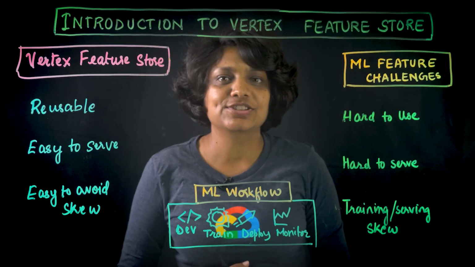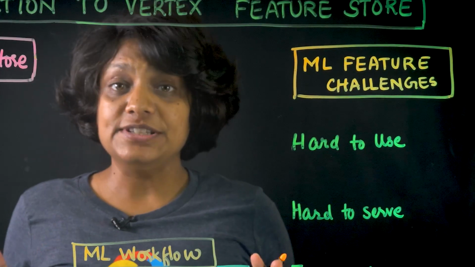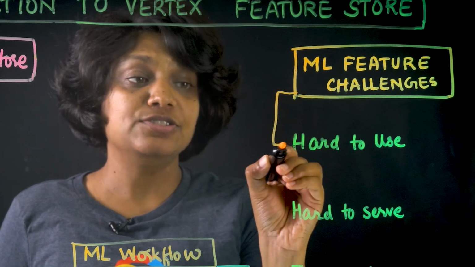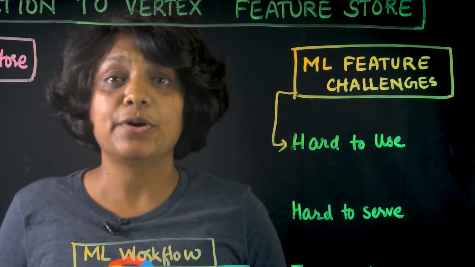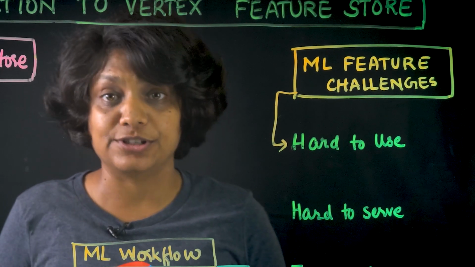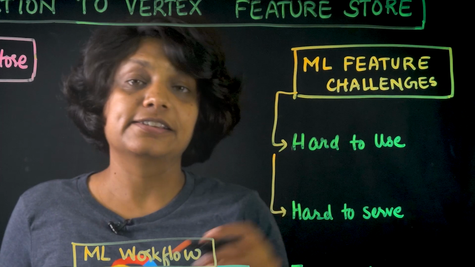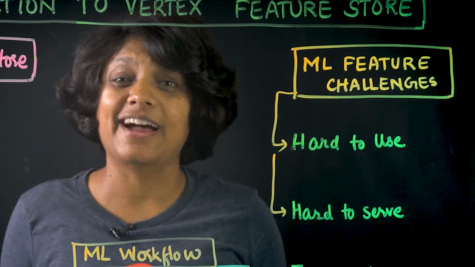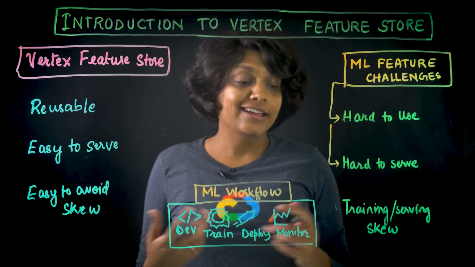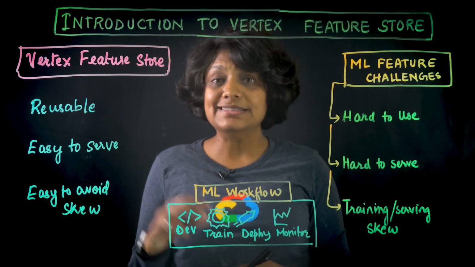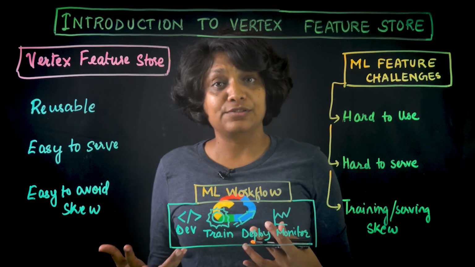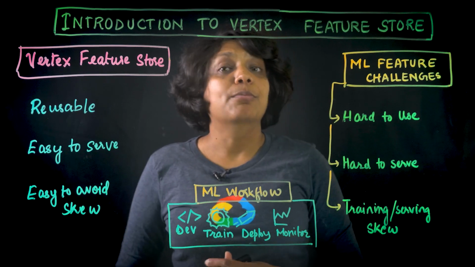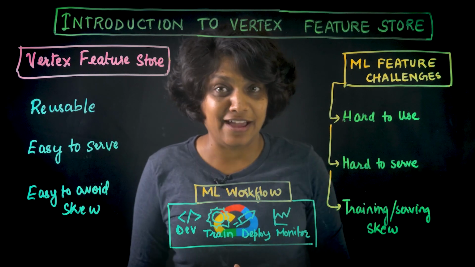Now, what are the key challenges with ML features? The first is that they are hard to share and reuse across your different steps of the ML workflow and across projects, which results in duplicate efforts. Second is that it is hard to serve in production reliably with lower latency. And the third is that there is an inadvertent skew in feature values between training and serving usually, which causes your model quality to degrade over time.